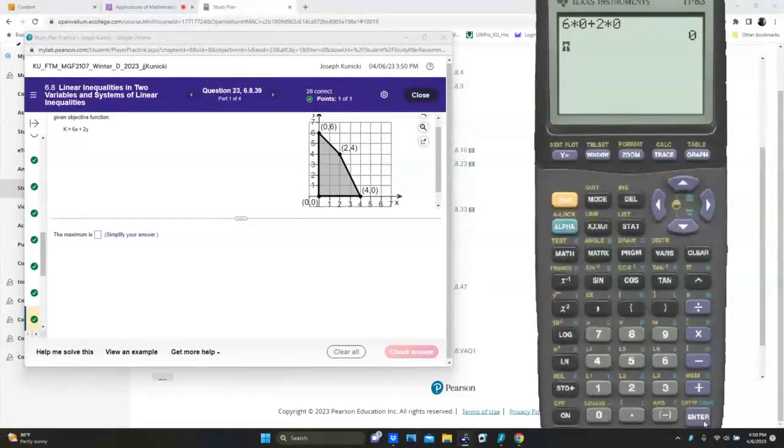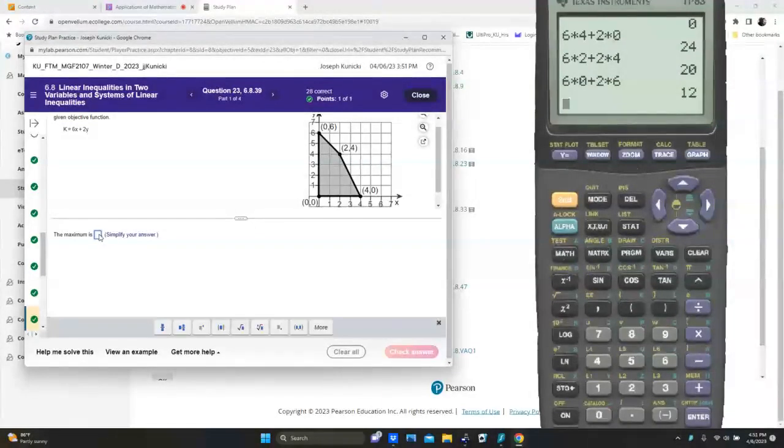So if I just hit second enter, then I just have to change this x equals 0 to x equals 4. And so there k is 24. And then if I do second enter, I can change the x to a 2 and the y to a 4. And at the third point, the point 2, 4, k is 20. And then lastly, second enter, if I change x to 0 and y to 6, I get k equals 12. So the maximum value of those 4 numbers is 24. So the maximum is 24.